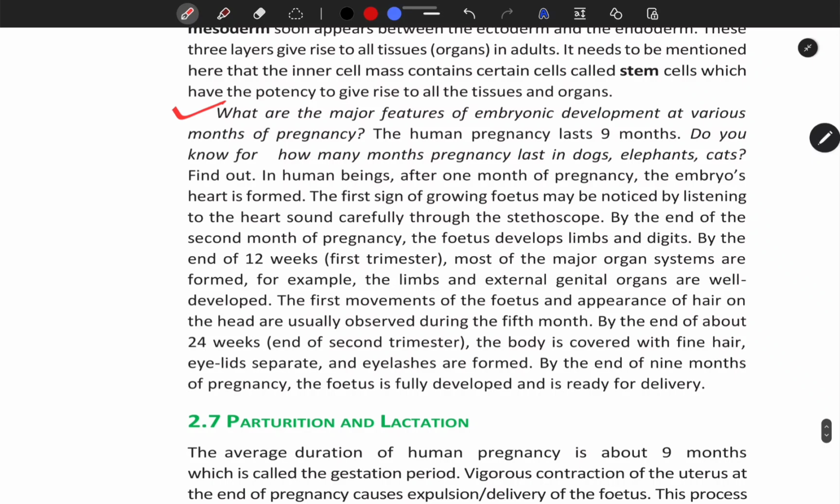What are the major features of embryonic development at various months of pregnancy? The human pregnancy lasts 9 months. Do you know for how many months pregnancy lasts in dogs, elephants, cats?